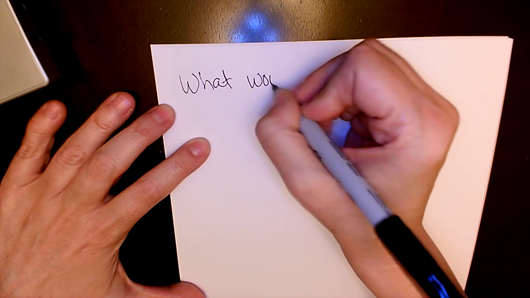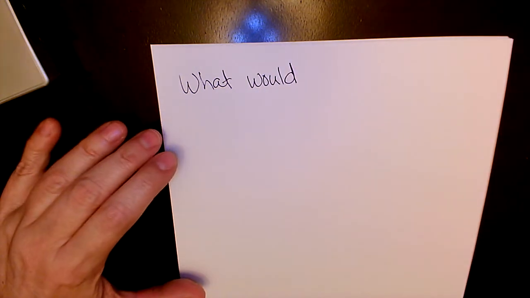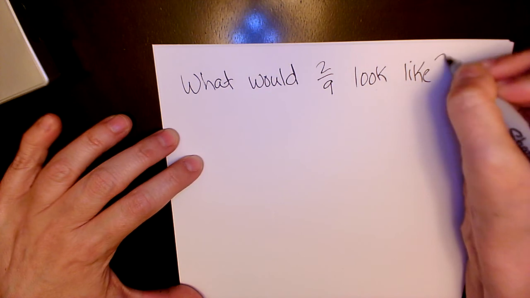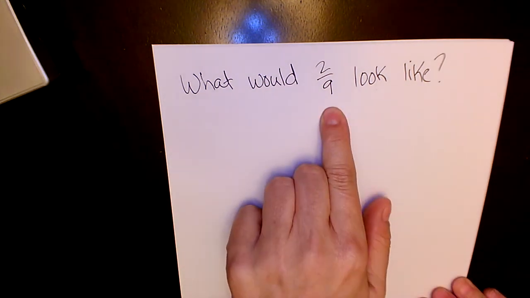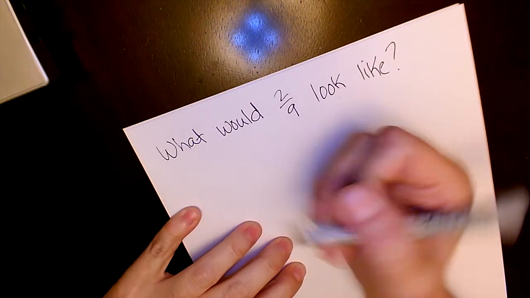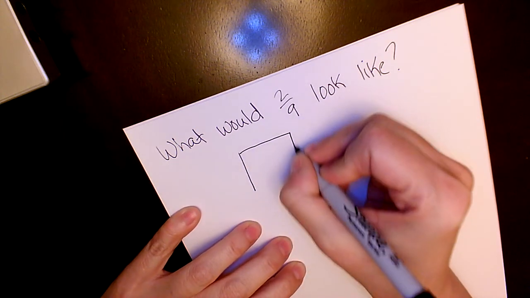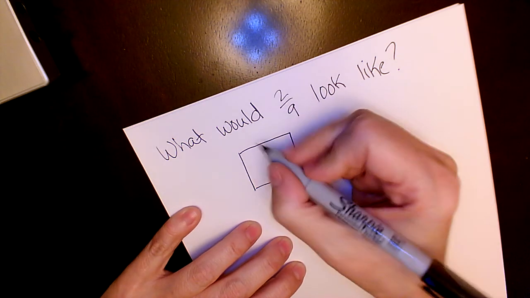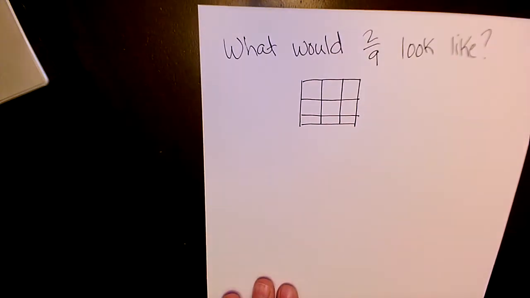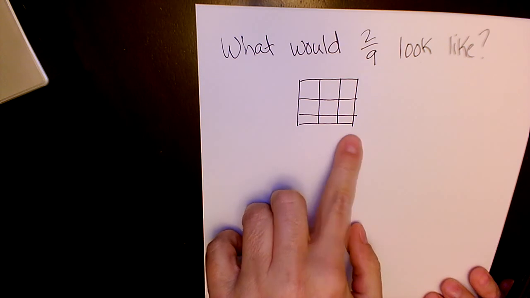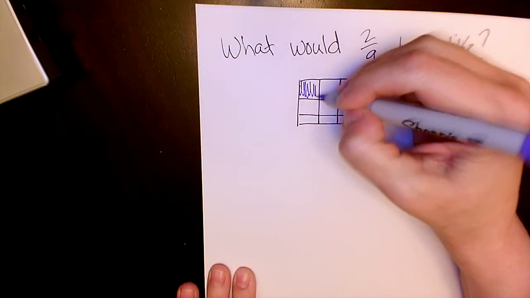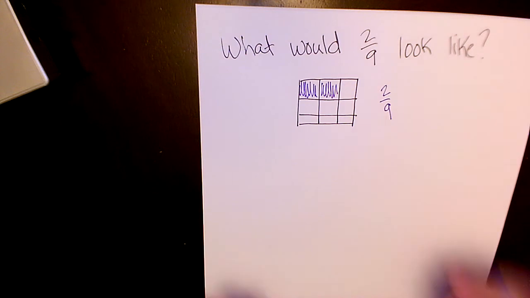What would two ninths look like? Okay, so 9 is my denominator. I know I'm going to have 9 equal pieces. You can do circles, squares, rectangles, whatever you want to do. I think I'm going to try a square. And again, don't have to be perfect, which is not perfect. They should be equal pieces, okay? And these 3 are a little smaller. Okay, so 2 ninths, 9 equal pieces, 2 are shaded. So this is 2 ninths.